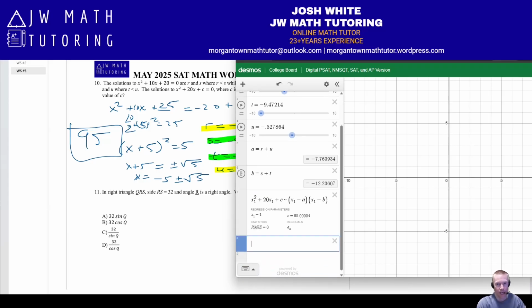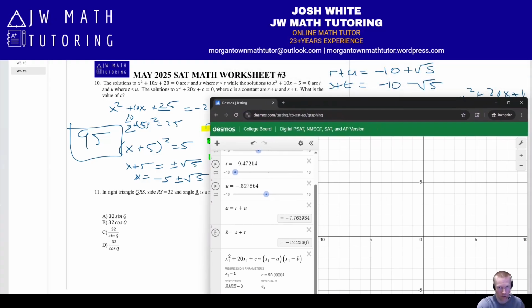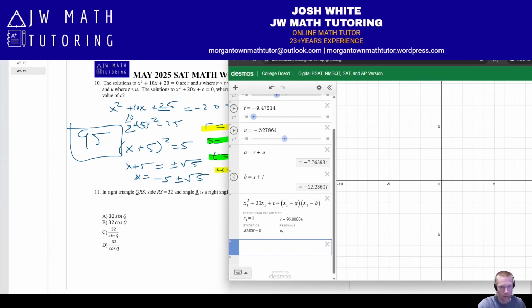All right, now basically what I'm doing here is taking the original standard form version of it and regressing it to its intercept form, or its factored form, because I know the factors or the solutions are r plus u and s plus t, so the factors are going to be x minus parentheses r plus u and x minus parentheses s plus t. Now, you can already see here it's 95.0004.